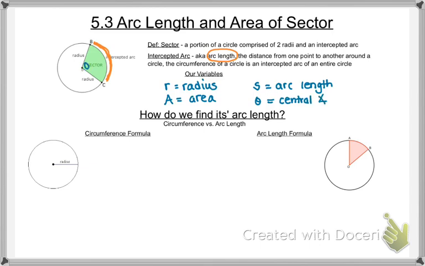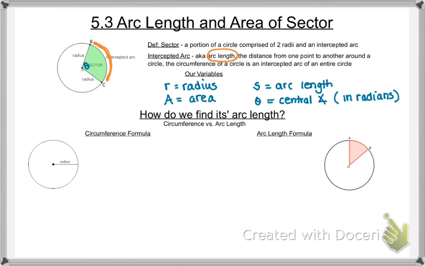Okay, so this right here is our theta. And it's important to know that in the formula for finding arc length and area of a sector, theta is always in radians. It needs to be in radians. So if we have an angle in degrees, we have to convert it to radians. So let's start with the formula for the circumference of a circle, and then we will use that to derive the arc length formula.